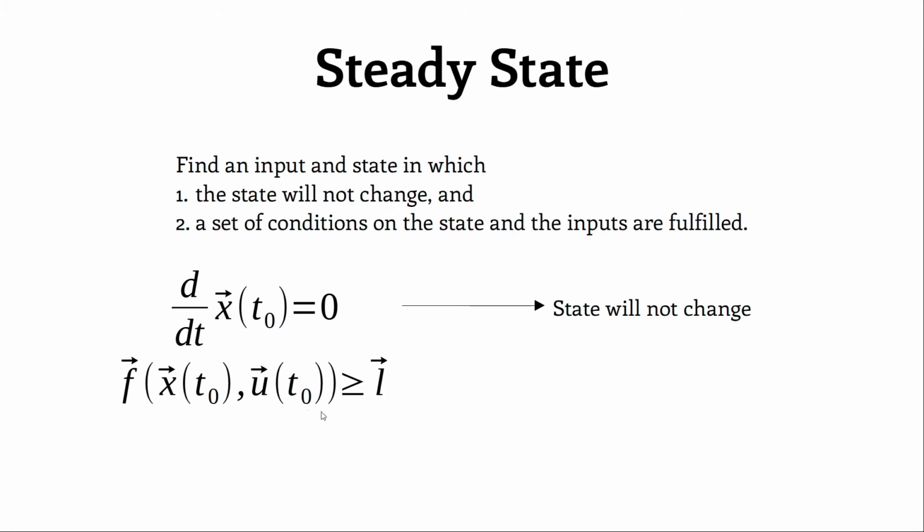And then we have an arbitrary or almost arbitrary vectorial function of the state and all inputs, which means we can also calculate all the values of the internal signals. And we say that component-wise, this vector shall be greater than or equal to this lower bound.